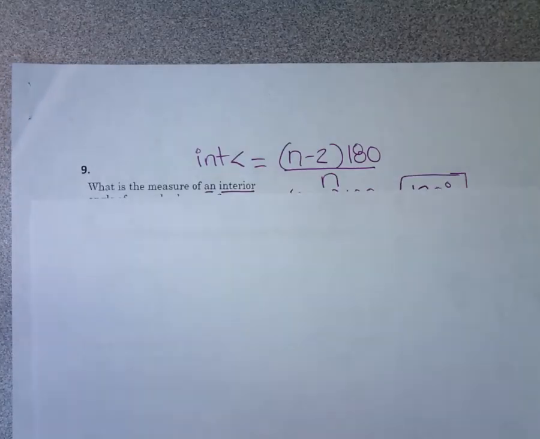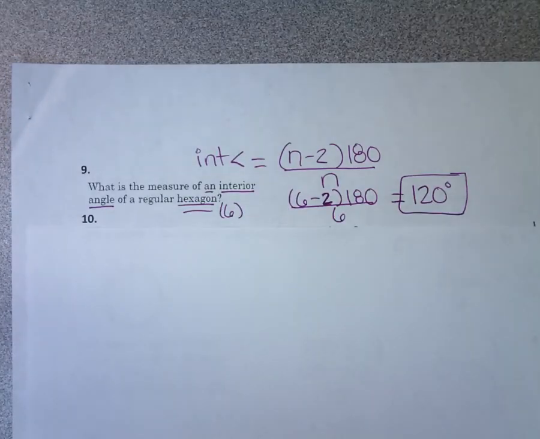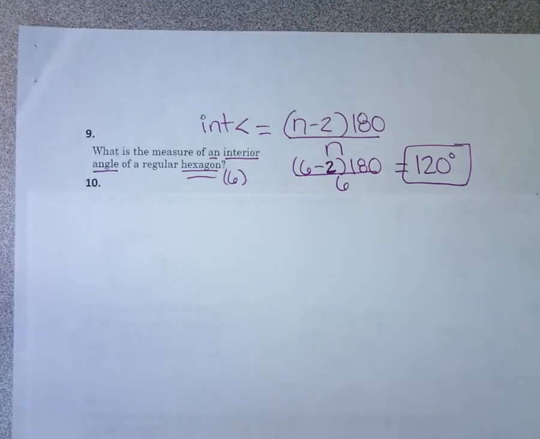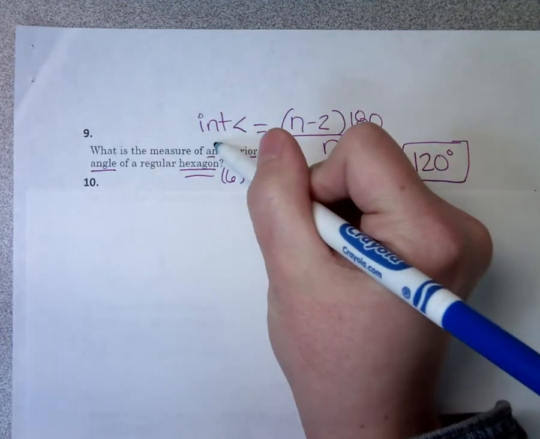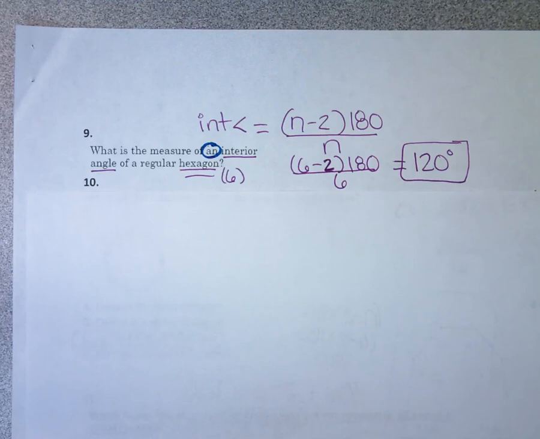Okay, next page. Number 9. I want to know the measure of an interior angle of a regular hexagon. So if I ever want to know one interior angle of a regular polygon, any kind of polygon, I use the formula n minus 2 times 180 divided by n. And since a hexagon has 6 sides, I take 6 minus 2 times 180 divided by 6.